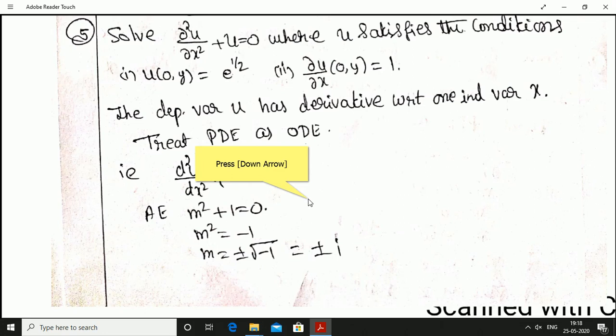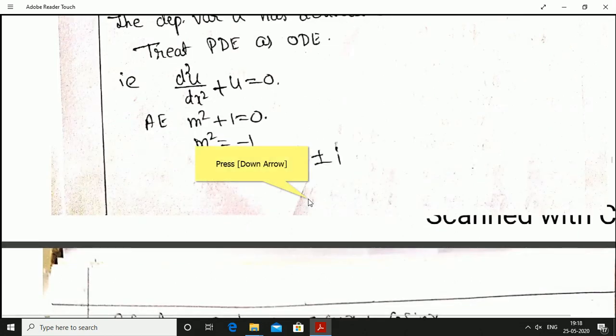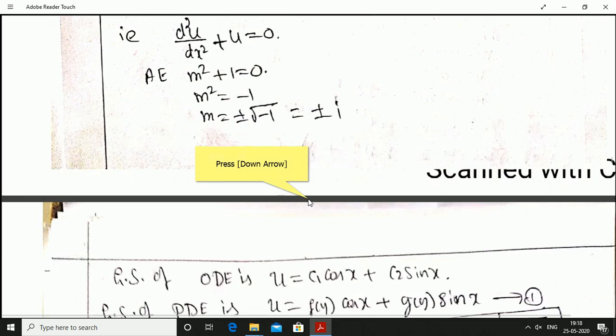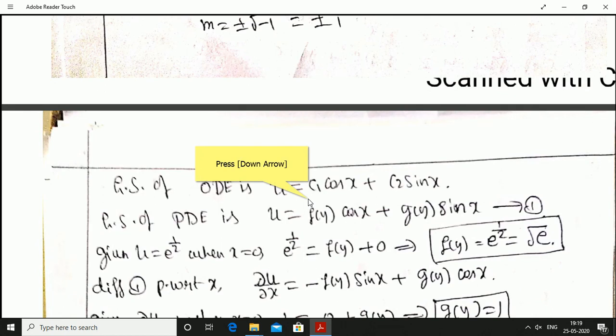Auxiliary equation is m square plus 1 is equal to 0, m square is equal to minus 1, or m is equal to plus or minus root of minus 1, nothing but plus or minus i. The roots are complex or imaginary. Hence the general solution of ODE is u is equal to c1 cos x plus c2 sin x. General solution of partial differential equation is u is equal to f of y into cos x plus g of y into sin x. Call it as equation 1.